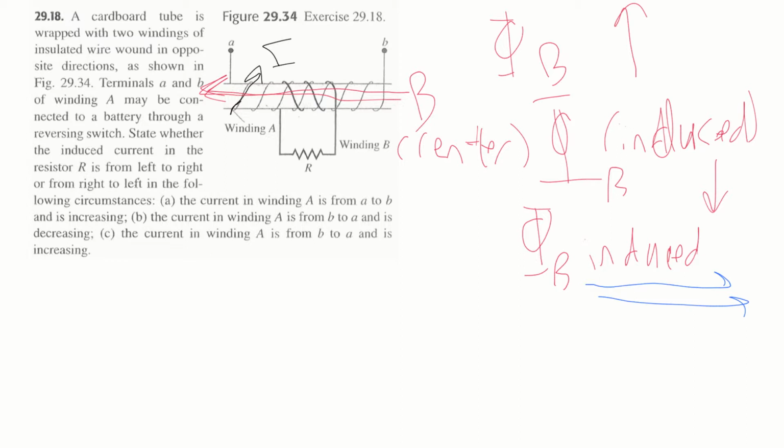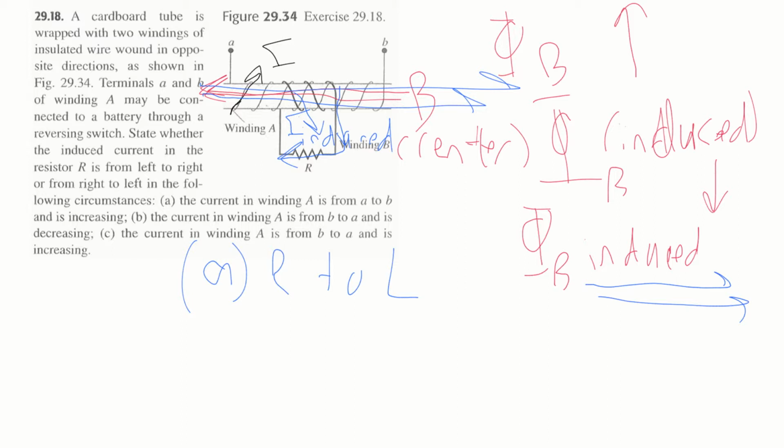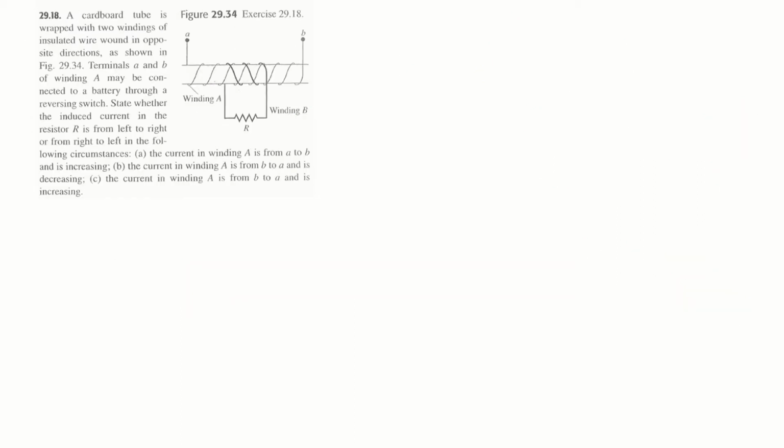My thumb is running like that, in order to get a field that runs like this. Okay. And if that's the case, then it means that my current is going like that. And if that's the case, then for A, my current is going from right to left. Next, we're going to talk about part B. Part B, they say the current's going from B to A.